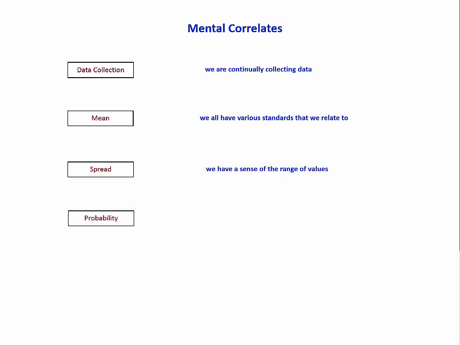Probabilities too are natural. We judge probabilities all the time. What are the chances it's going to rain tomorrow? We can estimate, we can have an idea of how likely that is. It's just a natural mental ability we have.